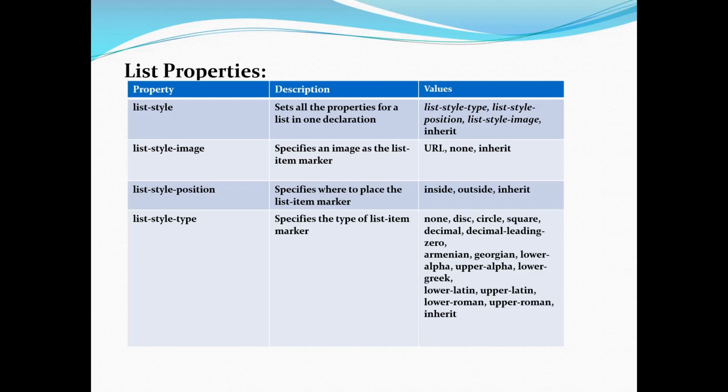Otherwise the categories are image. If you don't want a bullet or circle around your list element, you can also give any image around it. That is also possible. For that you have to use list style image. If you want to put a certain image, you will give the URL, the link of that image. And if you don't want it, you can just say none.